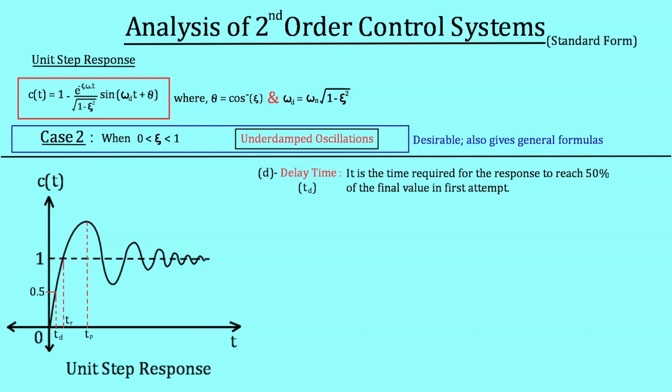The next parameter is delay time. It is the time required for the response to reach 50% of the final value in first attempt. The empirical formula or the approximate formula for delay time is equal to 1 plus 0.7 multiplied by zeta divided by natural frequency omega n. The time will come in seconds and we have to put the value of natural frequency in radians per second.